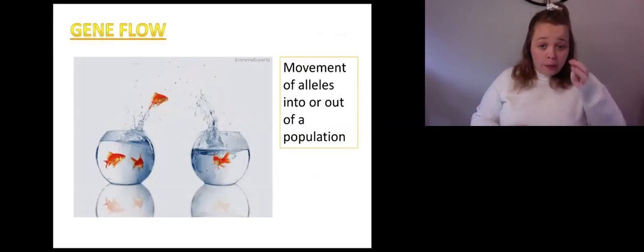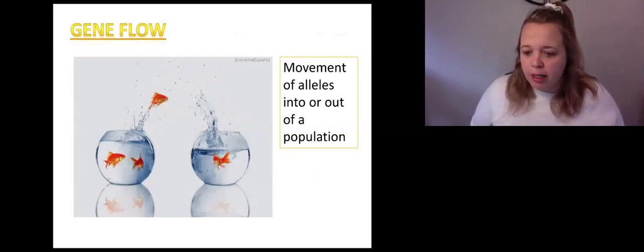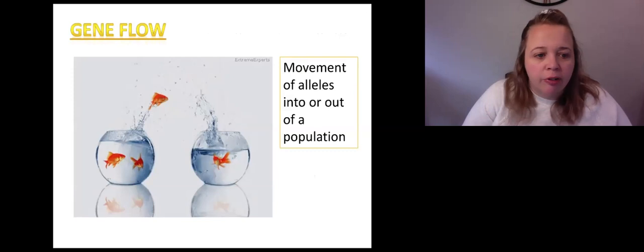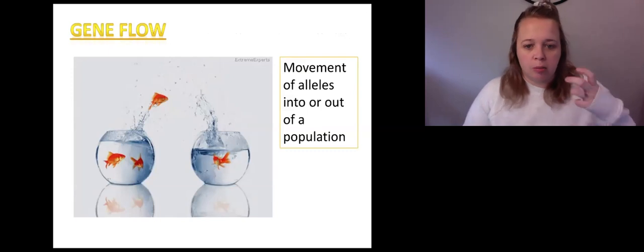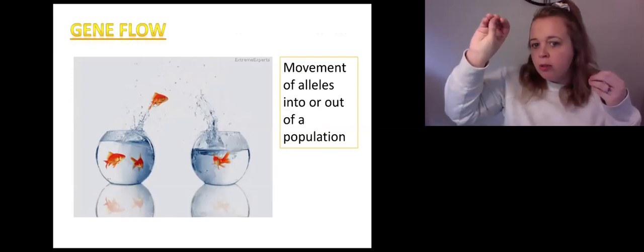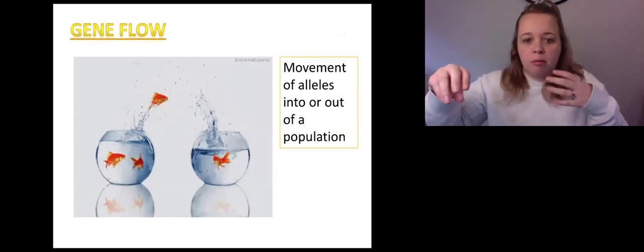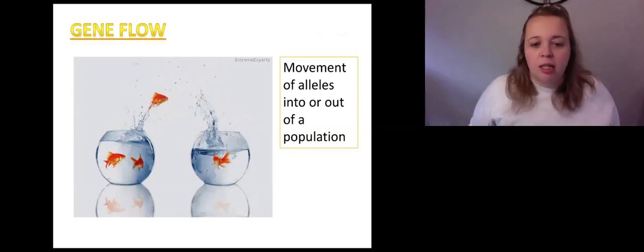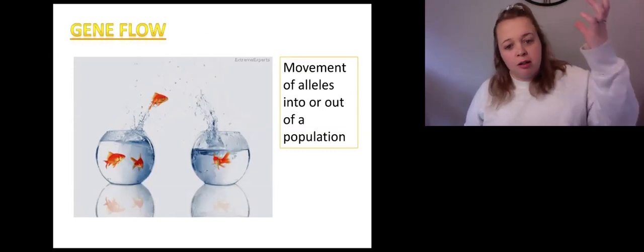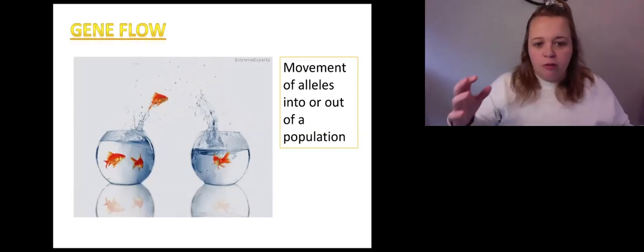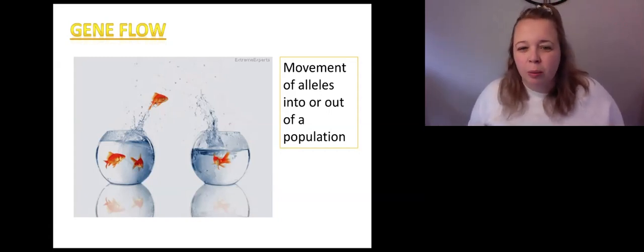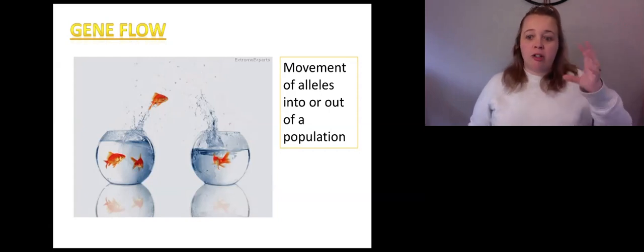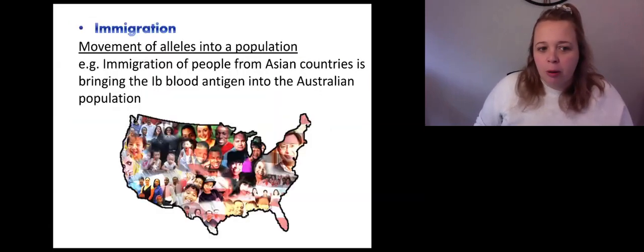So gene flow, and this is one of those definitions, so we should be on page 8 here, is just the movement of alleles into or out of a population. So there's a population of humans in Australia, there's a population of humans in New Zealand, there's a population of humans in the United States, there's a population of humans in China, there's a population of humans all over the world. So the movement of alleles in and out of those populations, that's what we call gene flow. And that can mean that we get a change in the genetic makeup of a population.